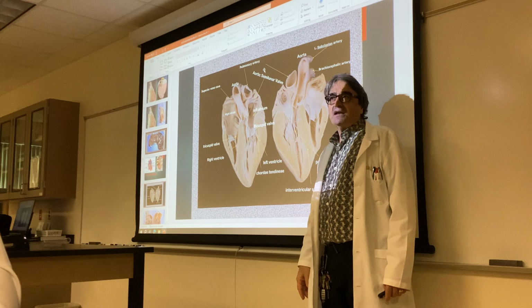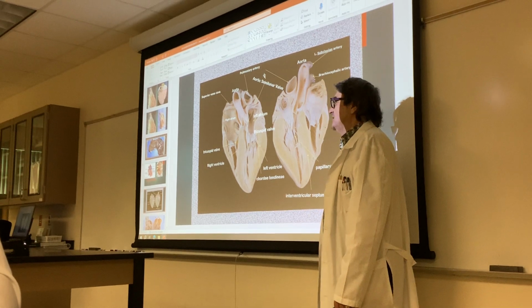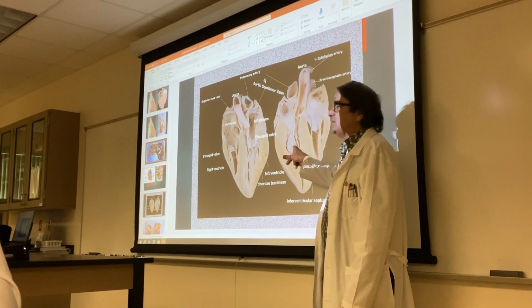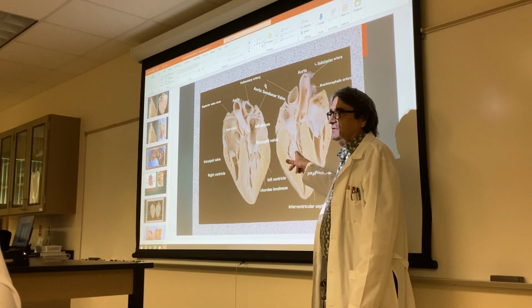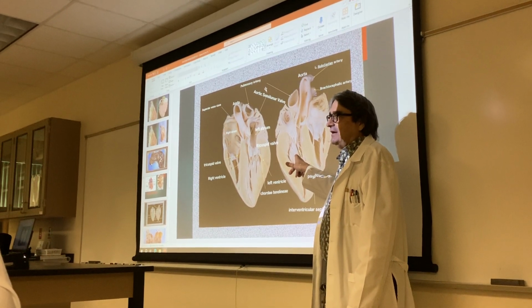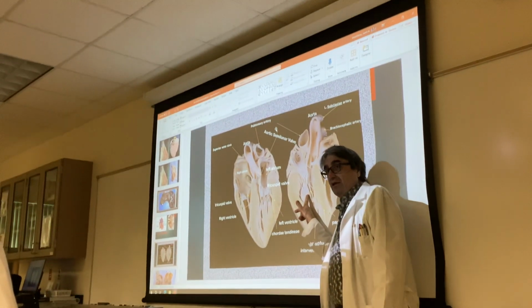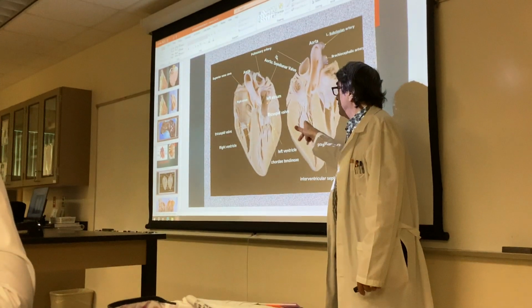Don't forget to do that. Every so often students forget. So when I point here and ask what chamber this is, that's not the right ventricle, that's the left ventricle. You would have called that on the right side. That also changes everything else. This is the left ventricle. What is that structure?